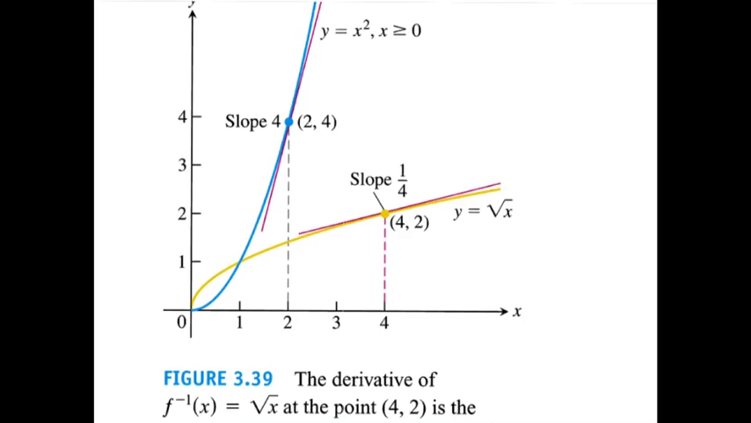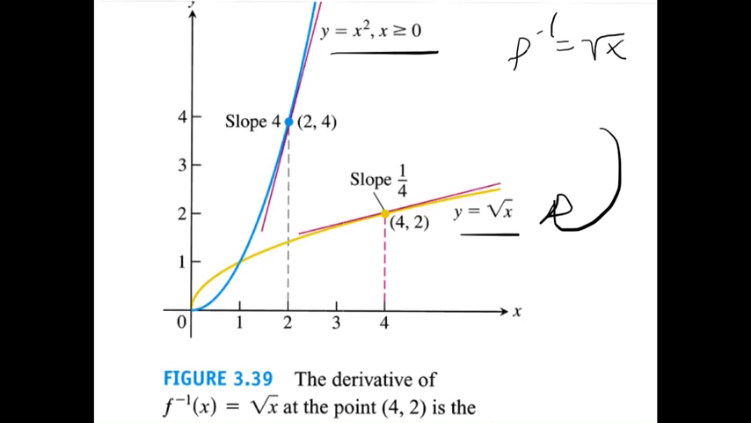If you look at the next page, we have the original function y equals x squared. It's pretty obvious that the inverse function is going to be the square root of x, although we didn't really have to calculate it. The square root of x function is given here in yellow. And as you can see, at the point (2, 4), the slope of the tangent line is 4. If you look at the point (4, 2), the slope of the tangent line is 1/4.